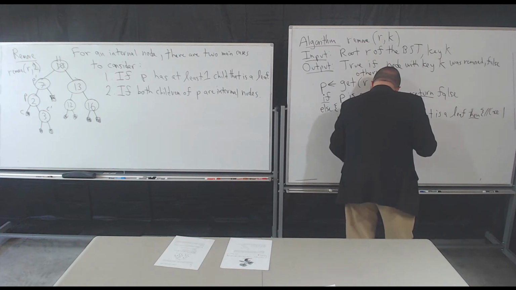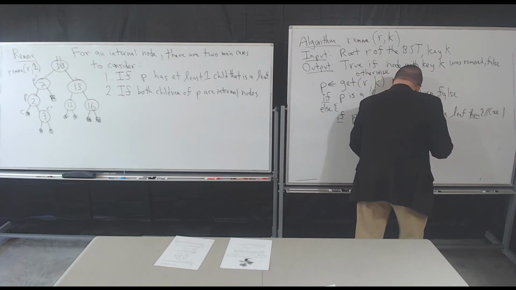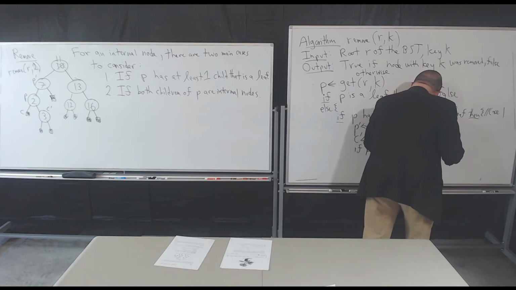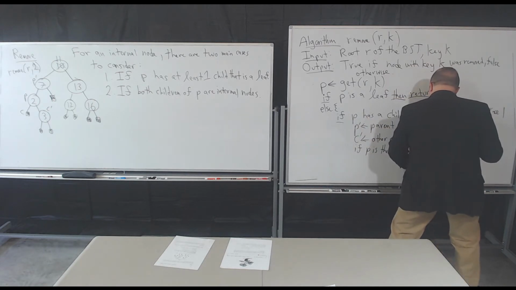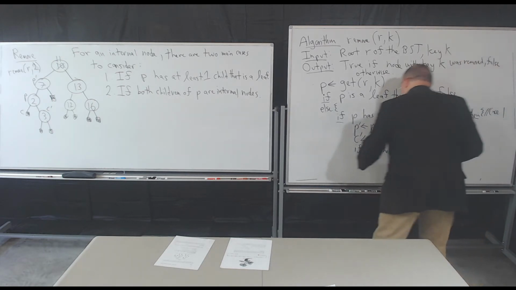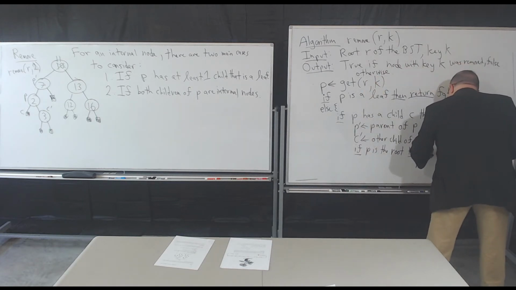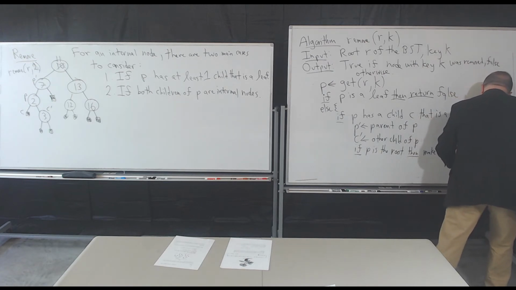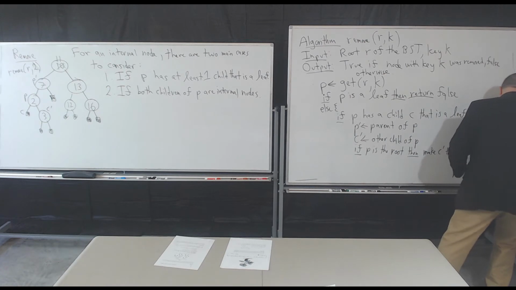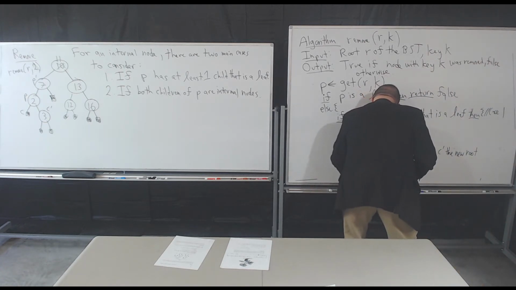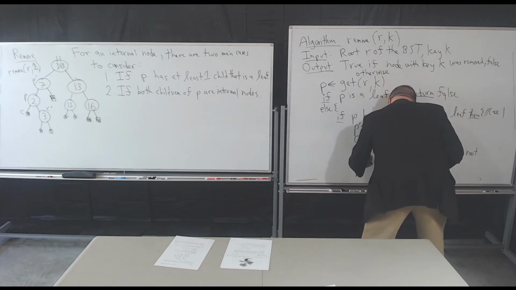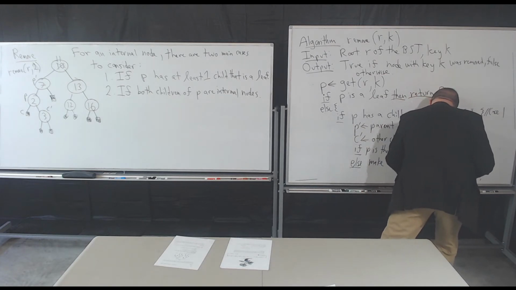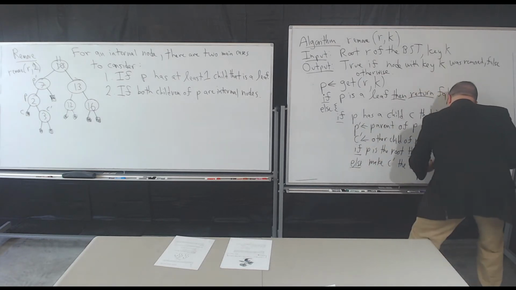Okay, so if P is the root, because sometimes we might need to actually update what the root of the actual tree is, then you're going to make C prime the new root. Otherwise, the following is going to occur. Otherwise, make C prime the child of P prime.